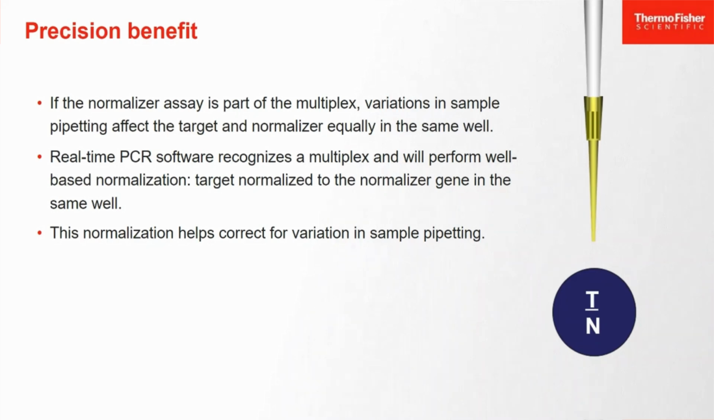The good news here is that if you do a multiplex in our real-time PCR systems, our software will recognize the multiplex immediately and perform well-based normalization. So in other words, the target in, let's say, well A1, that data is normalized to the normalizer in well A1. Since it's the exact same amount of sample, whatever error there was in delivering sample to that well is the same in the numerator as it is in the denominator. The error cancels out. So you're getting better precision.